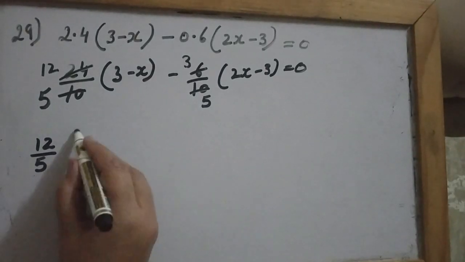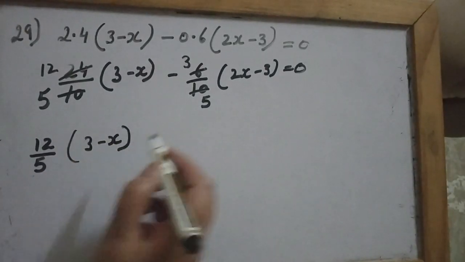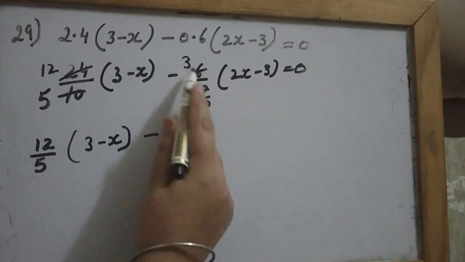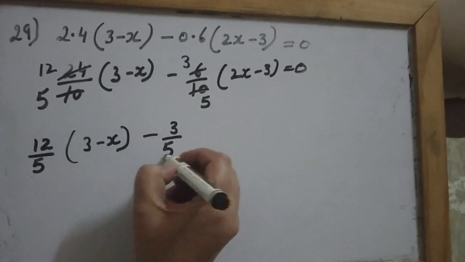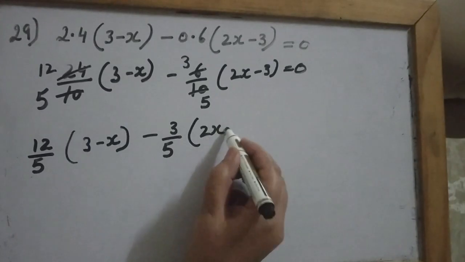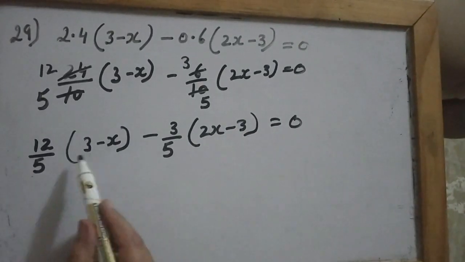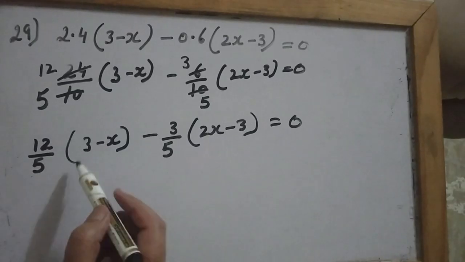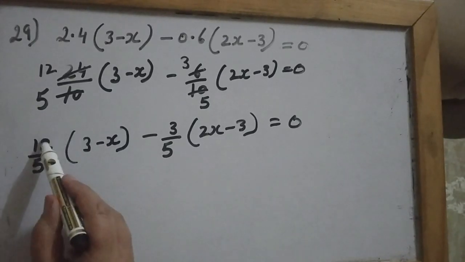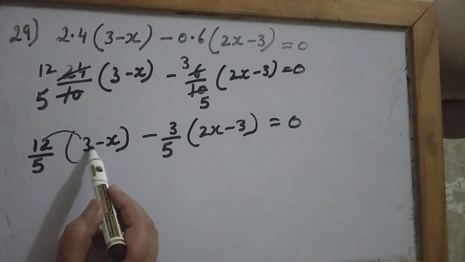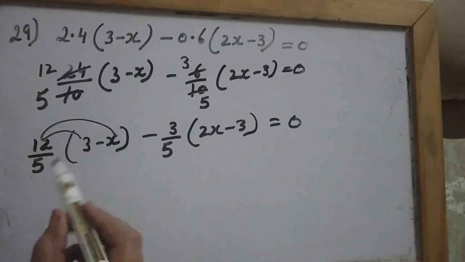3 minus x, and here you are left with minus 3 upon 5, 2x minus 3 is equal to 0. Now I have to solve the brackets. Open the brackets. It means outside you have 12 by 5. So I have to multiply 12 by 5 with 3 also and with x also.